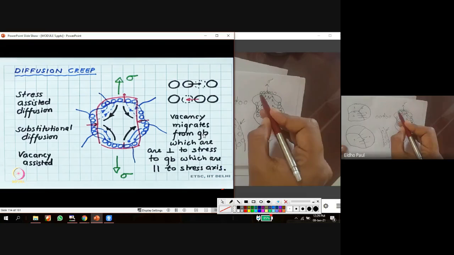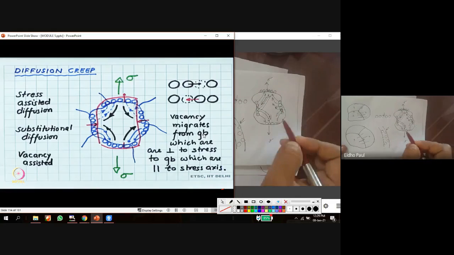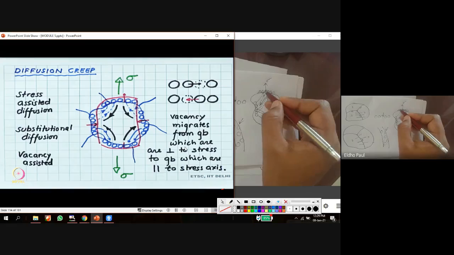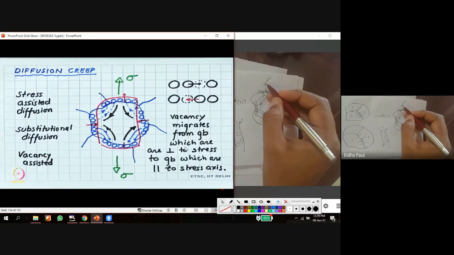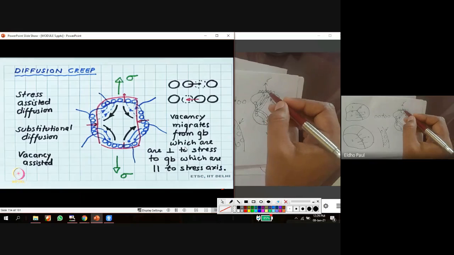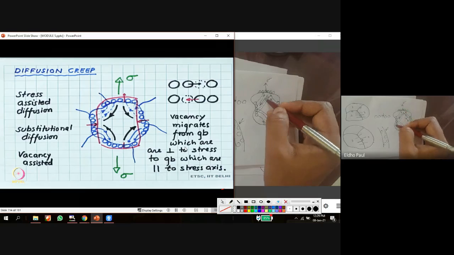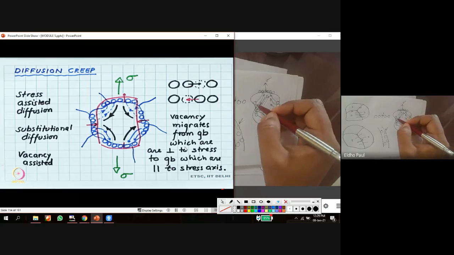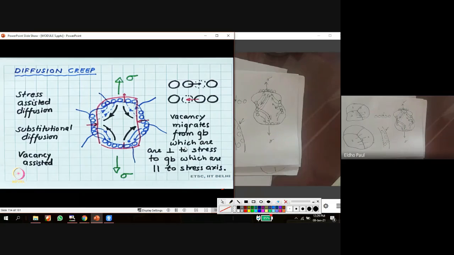So these are the grain boundaries, the atoms occupied in the grain boundary region. We only consider the atoms which are in the grain boundary region. Vacancies or atoms migrate from the grain boundaries which are perpendicular to the stress. In the case of vacancy, the vacancy moves from perpendicular to the stress direction to parallel to the stress direction. But in the case of atom movement, atoms move from the parallel position to the perpendicular position. Such type of diffusion is another reason for this creep deformation.